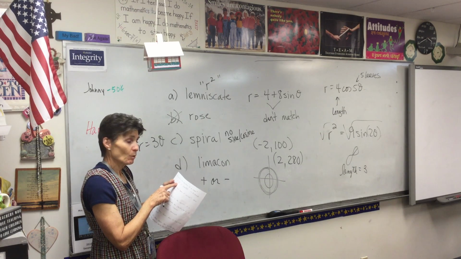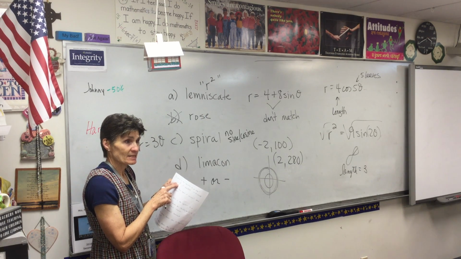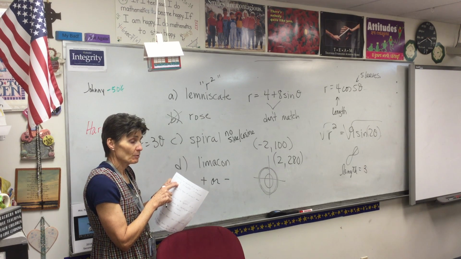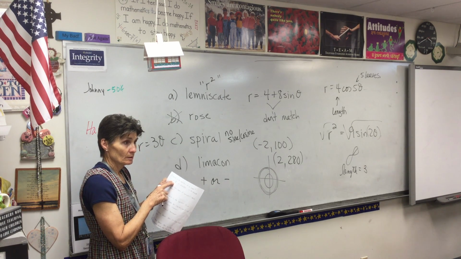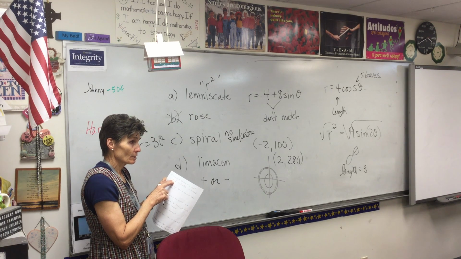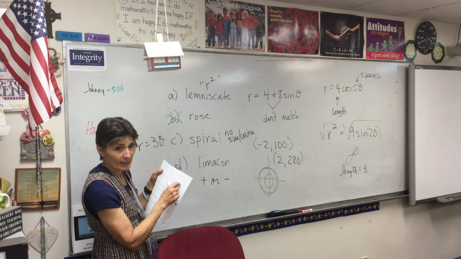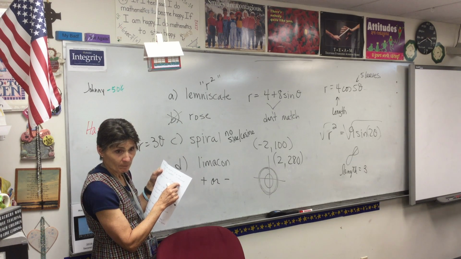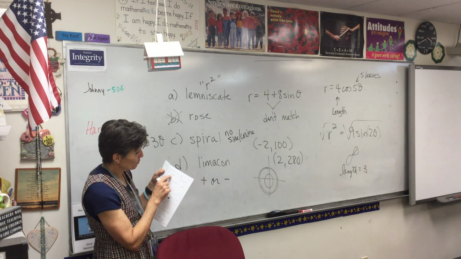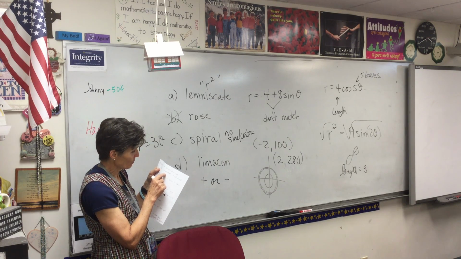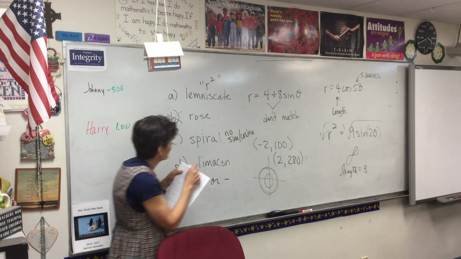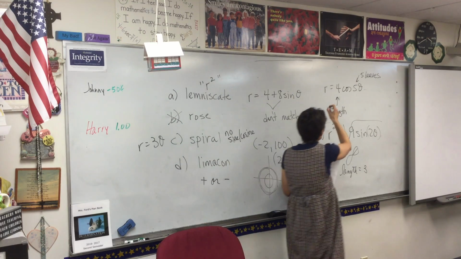So see that first equation in number 6? That's a spiral. How do we tell it's a spiral? There's no sine or cosine. How do we tell the last one is a limaçon? It has a plus or a minus. That means which one of these is the equation of a rose? The middle one. It looks like this.